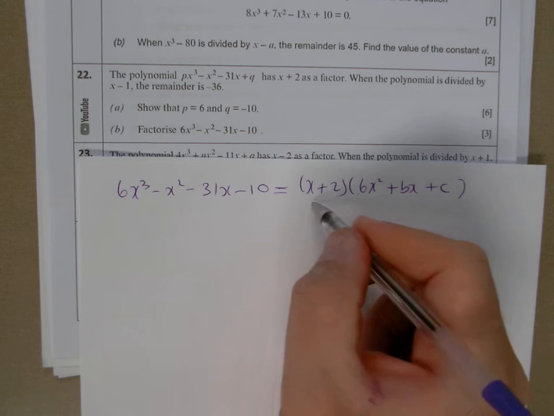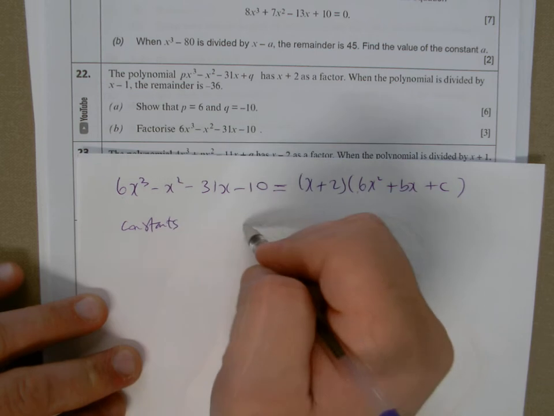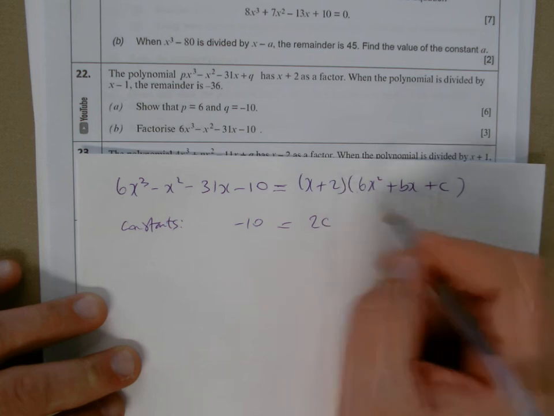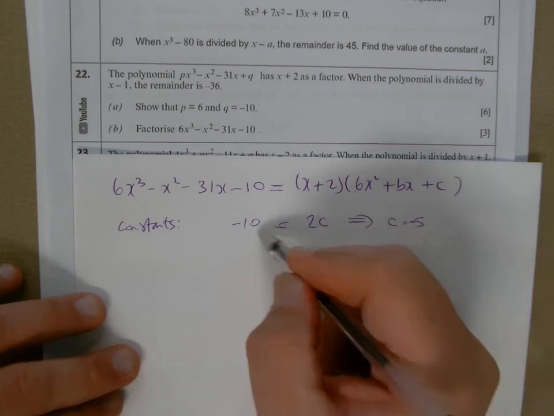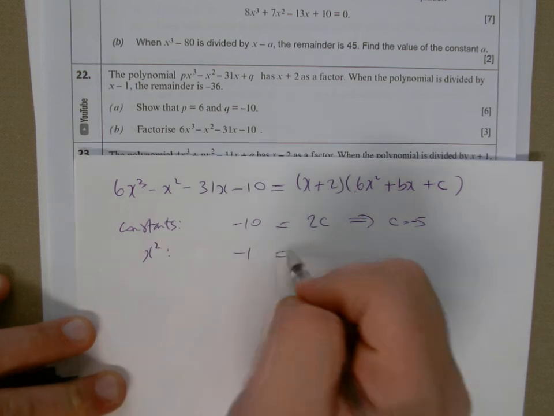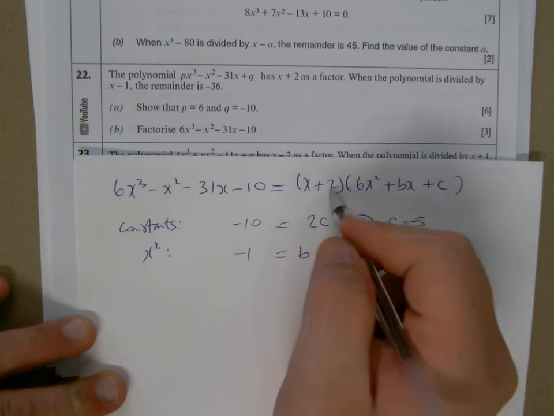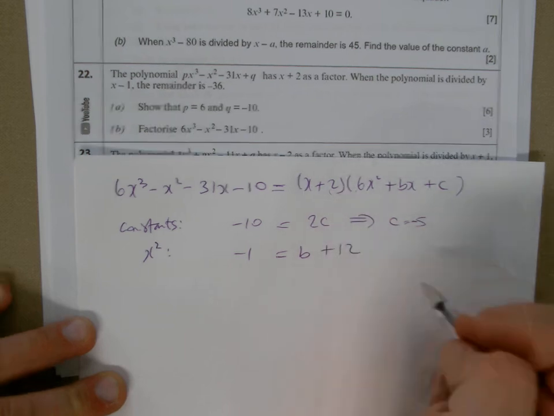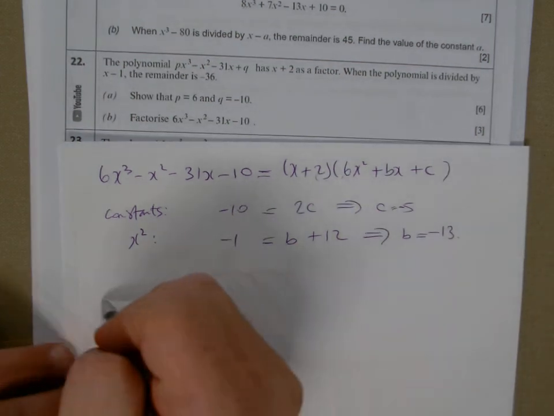So I'm going to have 6x squared there, because there's a 6 here, plus bx plus c. When I expand this, looking at the constants to start with, I've got minus 10 here. That will equal 2c, when I multiply that out. That implies that c has got to be minus 5, because minus 10 divided by 2 is minus 5. If I equate the x squareds, I've got minus 1 in front of the x squared here. To get x squared, I'll do x times b, which is b, and 2 times 6, which is 12. That implies that b has got to be minus 13.